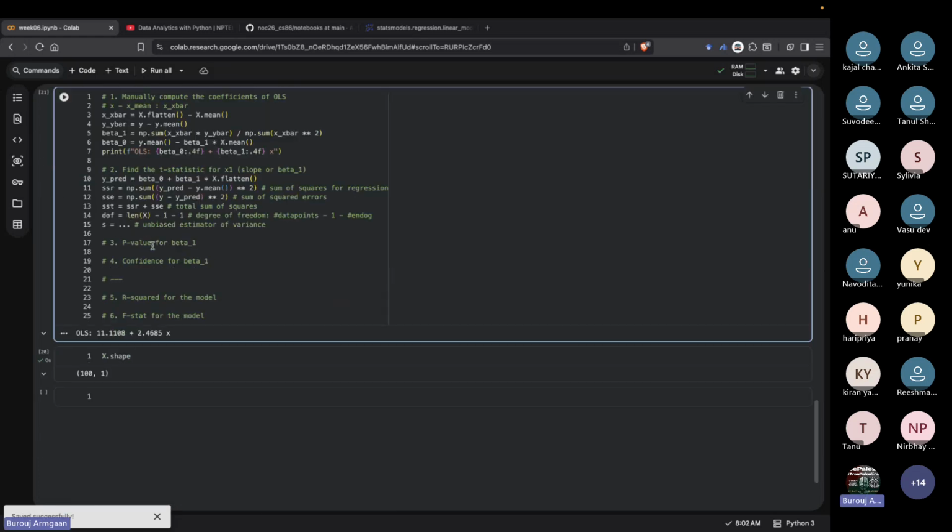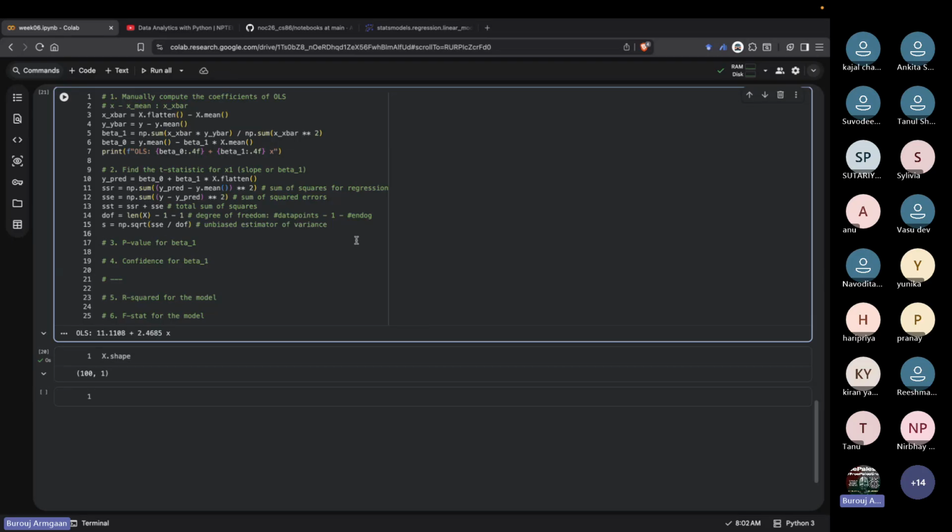Finally, we can compute our S. Our S is essentially the np dot square root of SSE divided by your degree of freedom. Or you can also do it like this: you can write np raised to 0.5. It's up to you. So we have our S.